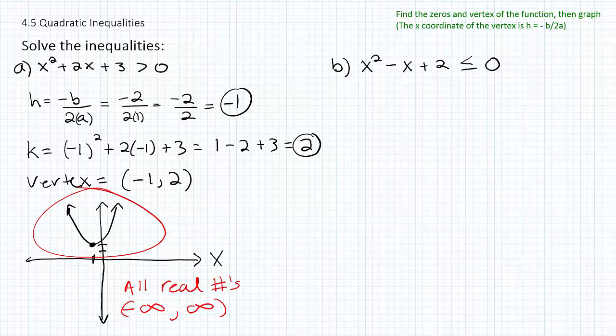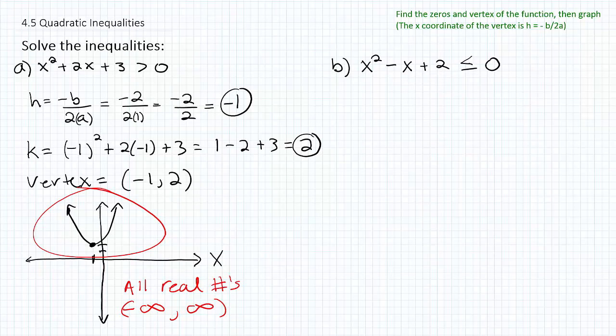Okay, let's look at the next one then. For the next one, it's the same idea. We want to see if we could find the zeros and the vertex of the function. So if it says x squared minus x plus 2, is that factorable? It would have to be factors of 2 that add to give you negative 1, basically. But factors of 2 are only 1 and 2, and they add to 3. They don't add to 1, so this is not factorable.